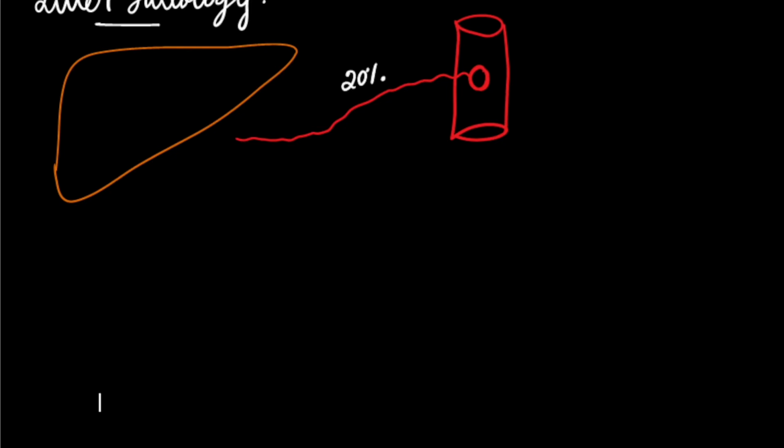In case of arterial supply, in our previous video we had read that it has two different supplies. One is from the hepatic artery and another one is from the portal vein. Here the hepatic artery arises from the celiac trunk, which is a branch of the abdominal aorta, and this hepatic artery mainly contributes only 20% of blood supply to the liver, and this one is highly oxygenated.